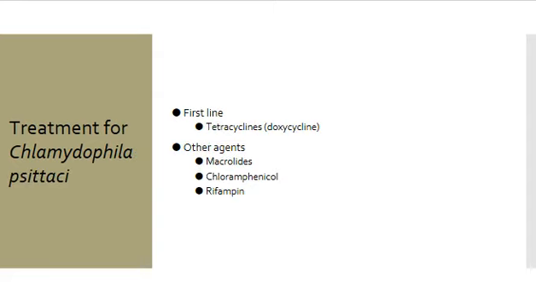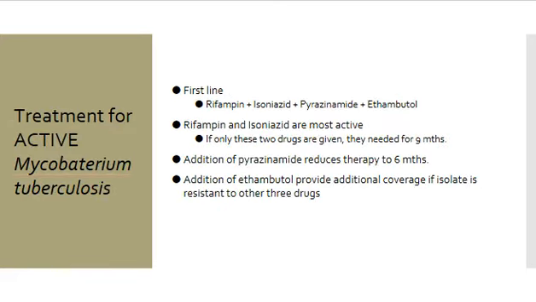Treatment of Chlamydophila psittaci. First-line therapy is doxycycline or tetracycline, and then other agents, of course, are listed there. We'll talk about rifampin, of course. The mechanism of action of rifampin is going to be coming in the next slide or two.